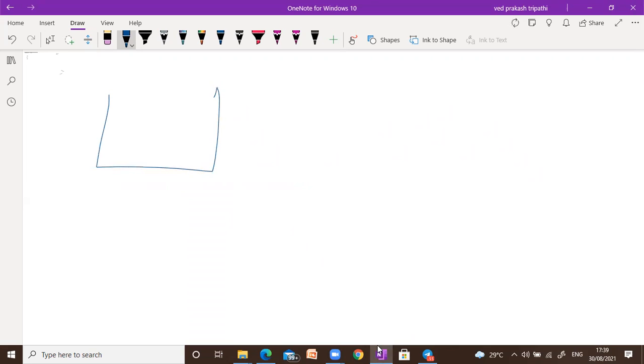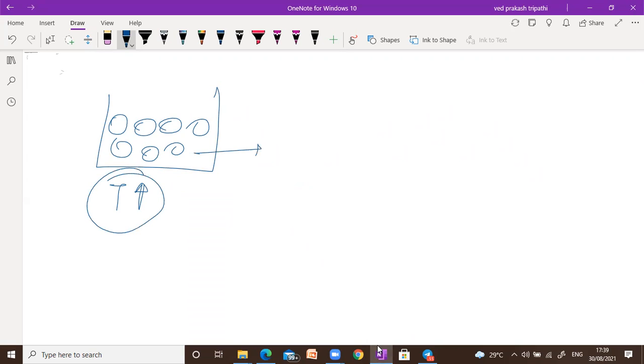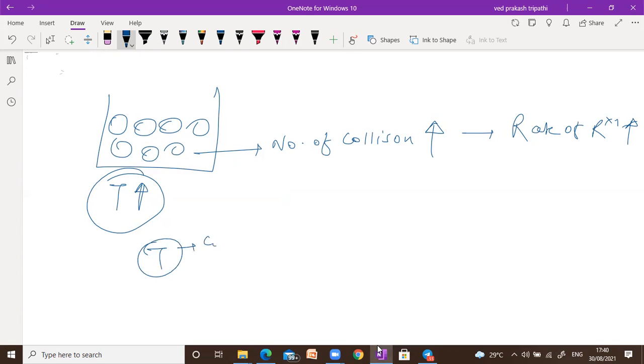Suppose you have a beaker and here we have a few gaseous molecules. If you increase your temperature, what will happen? If you increase your temperature, the number of collisions will increase. And if the number of collisions increases, it means the rate of reaction will increase. Okay. What will happen if you have constant temperature? Temperature is supposed to be constant.